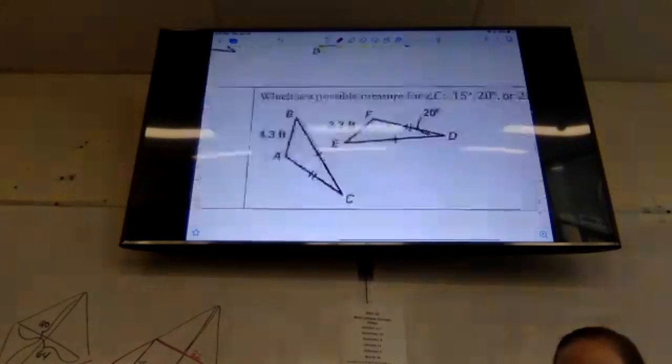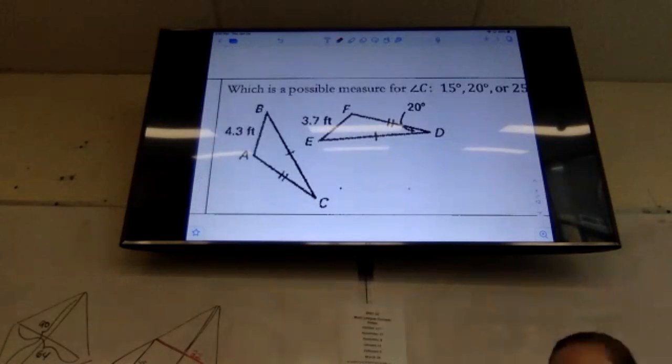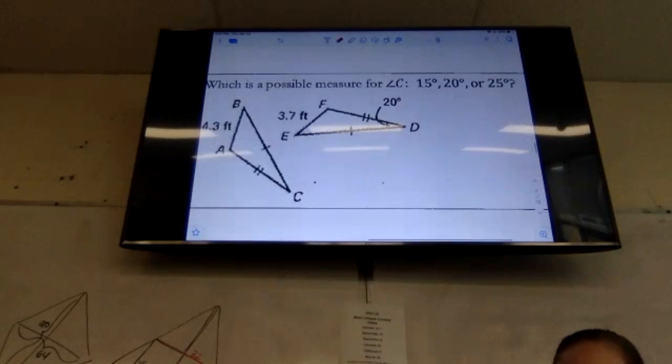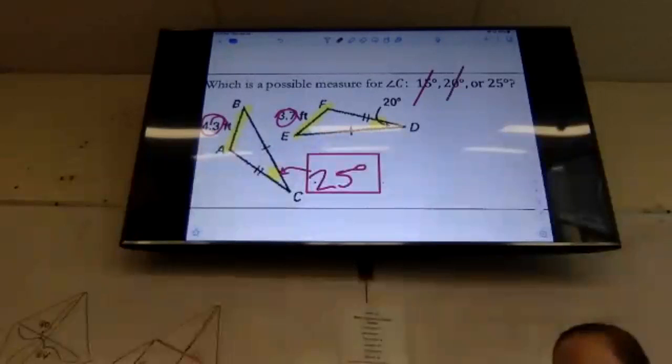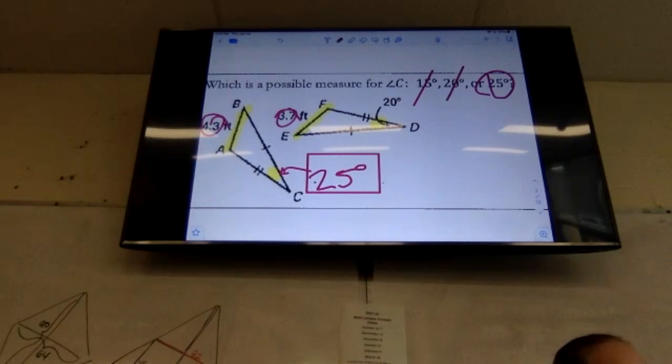All right, similarly over here. I'm across from 4.3, and I'm across from 3.7. It's 25. Why? Because it's bigger than the other one. The side 4.3 is bigger than 3.7. So it's not smaller. It's not equal to, it must be bigger. Yes. And you only have to do the front side of that homework.